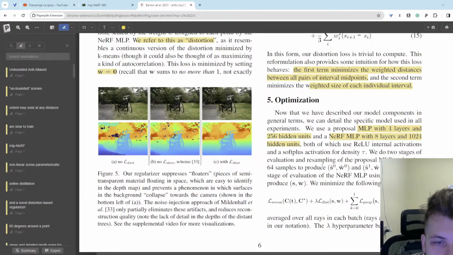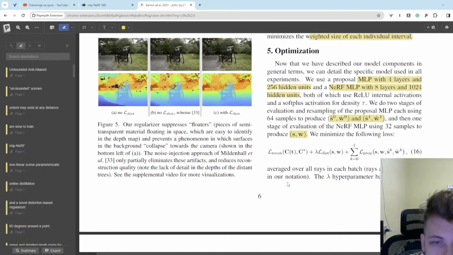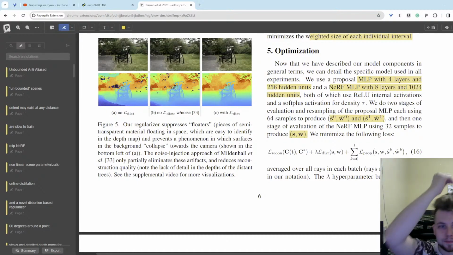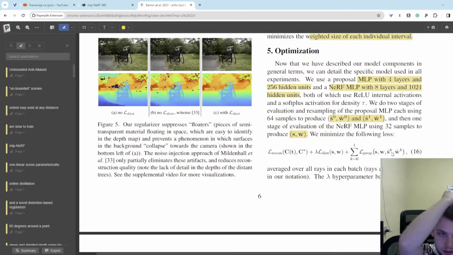We do 2 stages of evaluation and resampling of the proposal MLP, each using 64 samples to produce these 2 histograms, and then 1 stage of evaluation of a NeRF MLP using 32 samples to produce S and W. And we minimize the following loss. So this is our distortion loss, this is the regularizer, and this is our proposal MLP loss that is going to bring these histograms here from the proposal to the actual histogram.